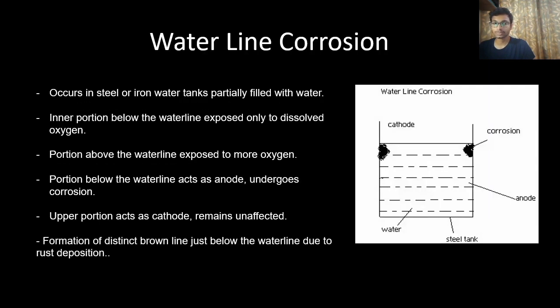Waterline corrosion. Waterline corrosion occurs in steel or iron water tanks partially filled with water. Inner portion below the waterline is exposed only to dissolved oxygen. Portion above the waterline is exposed to more oxygen. Portion below the waterline acts as anode, undergoes corrosion. Upper portion acts as cathode, remains unaffected. Formation of a distinct brown line just below the waterline due to rust deposition.